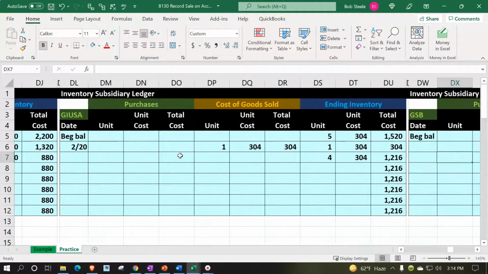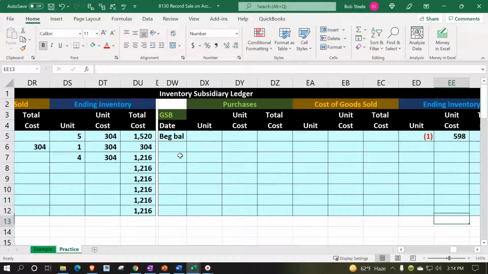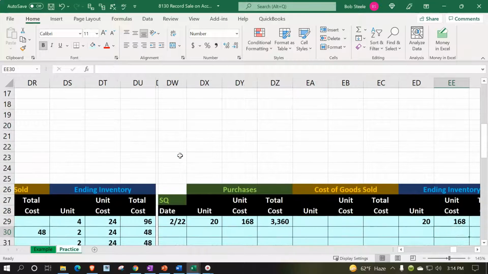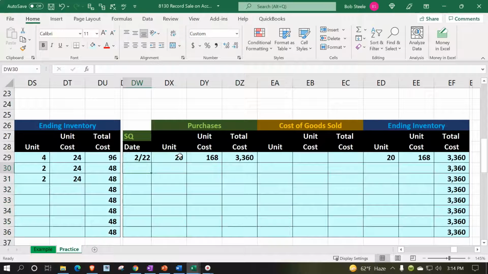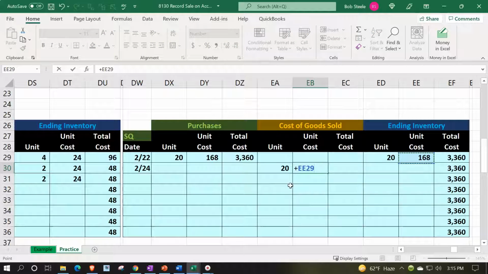This is going to be the new item that we set up, which was a Squire, so that's all the way to the right on the inventory, and down here, it's an SQ, we called it, which is a Squire guitar, on the SQ column in cell DW30, and this happened on 2/24. So on 2/24, notice we increased it because we purchased these 20 units specifically for a particular customer, which we're now going to be turning around and invoicing 20 units at the cost of 168.